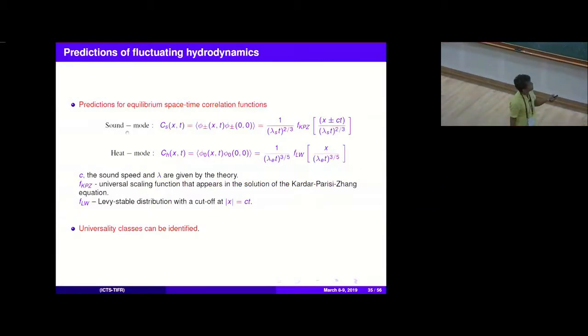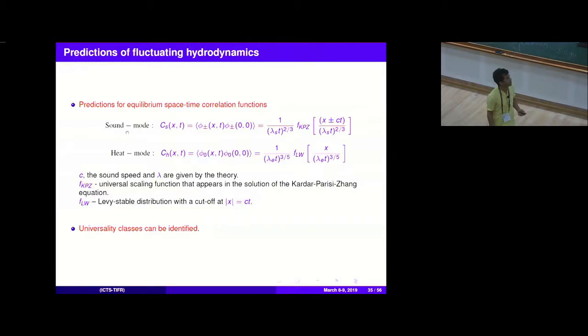This is the prediction of the theory. For the sound modes, if you compute these correlation functions, they have this scaling form. It changes from the diffusive and you get this two-thirds exponent. And this is a tabulated function. You can find the precise form of the function, or you can just compute it using some formula.